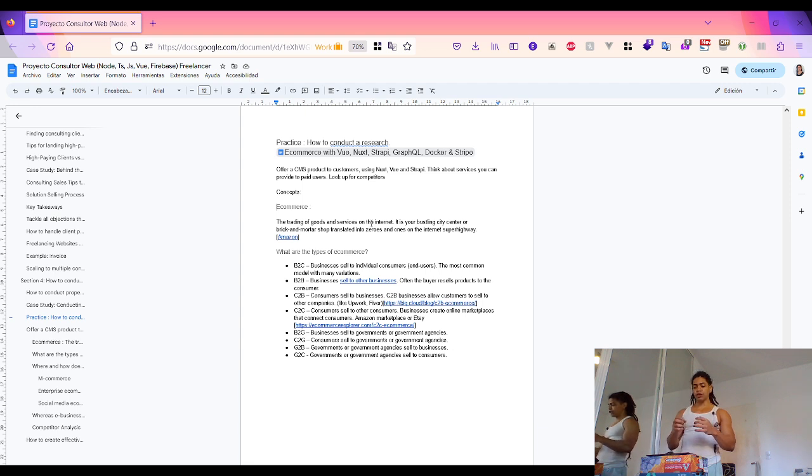Okay, so first understand what an e-commerce is. Amazon mentioned that it is the trade of goods and services on the internet. So it is your bustling city center or your brick and mortar shop converted into zeros and ones on the internet superhighway. And Shopify mentioned, while e-business refers to all aspects of operating an online business, e-commerce refers specifically to the transaction of goods and services.